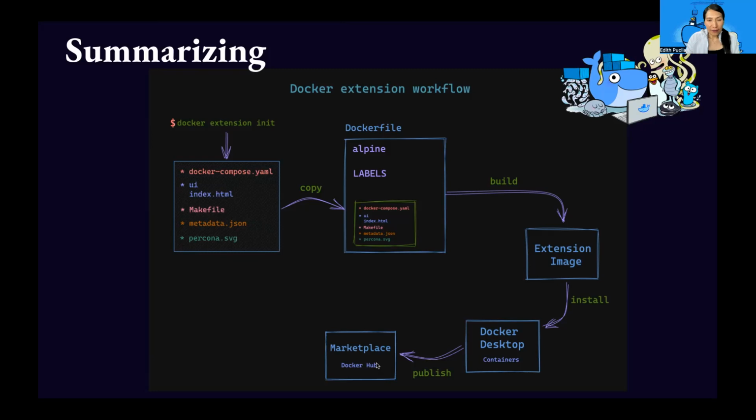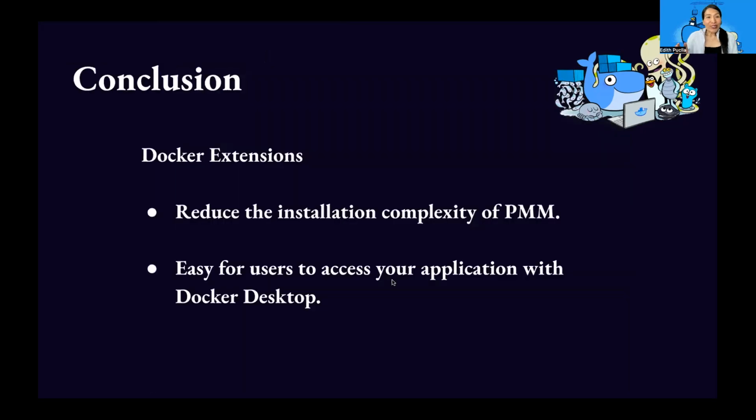But this cycle doesn't finish here. You have to update what you have in Docker Hub because you can have some bugs or you can add more features to your application. So you need to do the cycle again and again. That's all I have. So in conclusion, Docker extensions save time because we don't have that complexity installing things, which I did here with PMM. And the user can access your application with a single click.